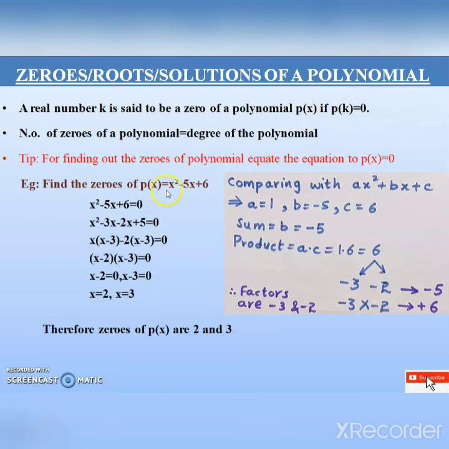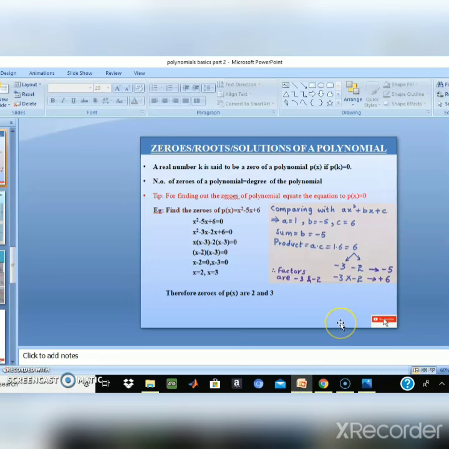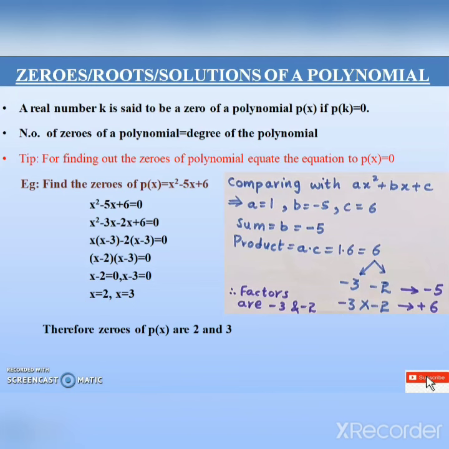For example, find the zeros of p of x is equals to x square minus 5x plus 6. So in this expression, x squared minus 3x minus 2x plus 6 is equals to 0. So why am I writing minus 3x minus 2x? Because this equation is of the form ax squared plus bx plus c. So what is a if I compare? a is 1, b is minus 5, c is 6.